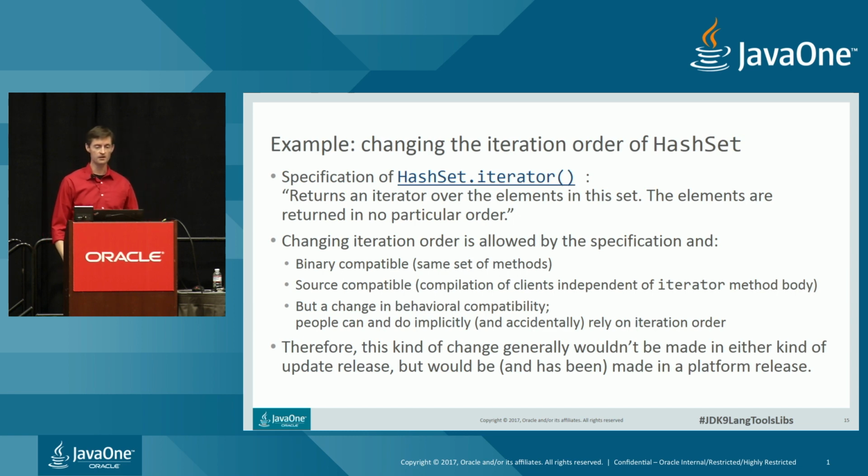Well, this would be a binary compatible change because we're not altering the set of methods. It's also a source compatible change because the compilation of a client doesn't depend on the internals of the method body. So you can change the method body and that won't change whether or not the client compiles. However, this is a behavioral compatibility change. And we know people can and do implicitly and sometimes accidentally rely on the iteration order. Therefore, this is a kind of change that we generally wouldn't make in either kind of update release, but we would make and have made in platform releases. And the reason we'd make it in a platform release is to take advantage of, say, better hashing algorithms.